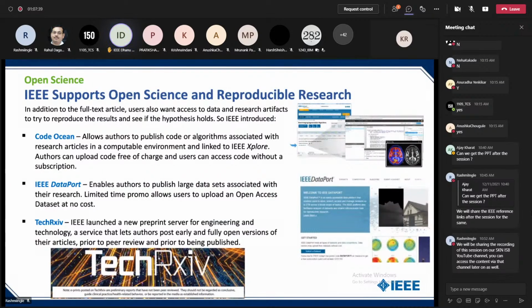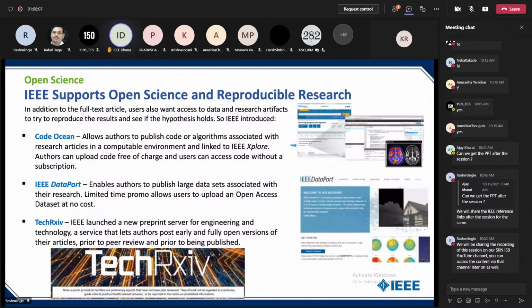One slide to share with all of you: IEEE is very much into open science. We support open science and reproducible research. At this point, we have 26 open access journals. We're also making the code available to the readers. If an author has used an algorithm in their paper, we request the author to load that to CodeOcean and provide a link within the IEEE paper.